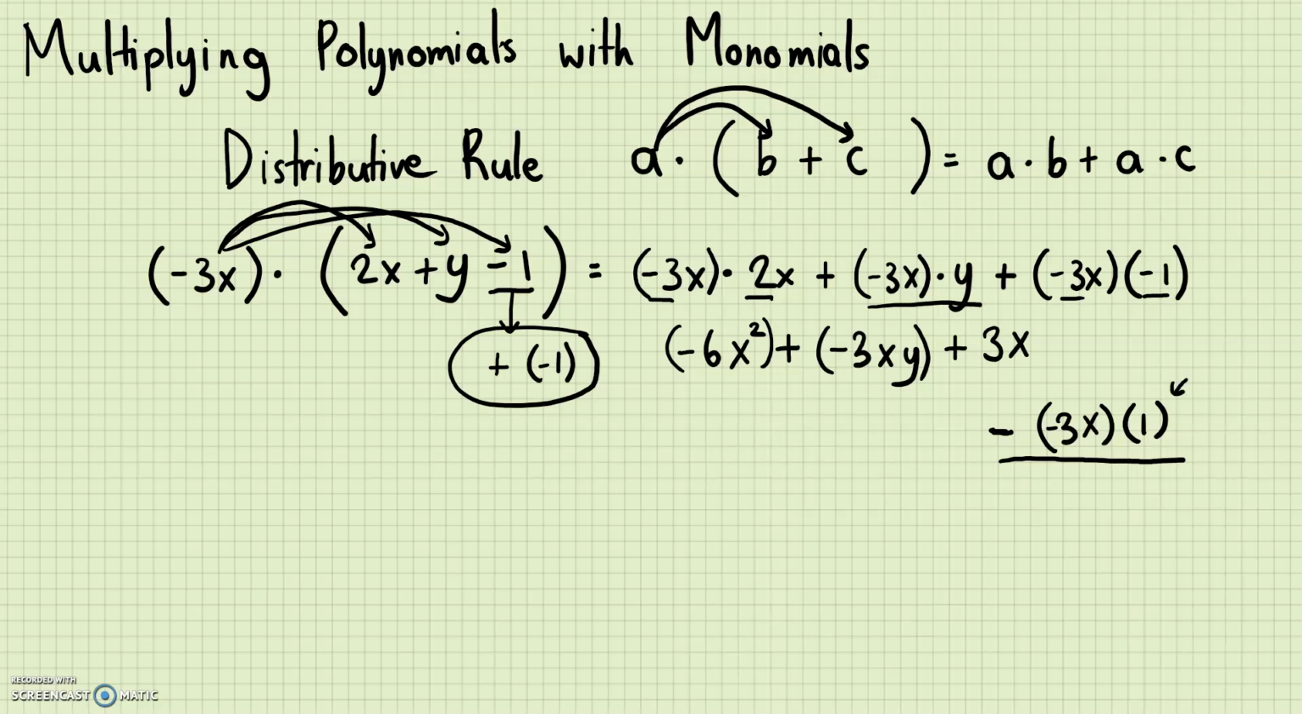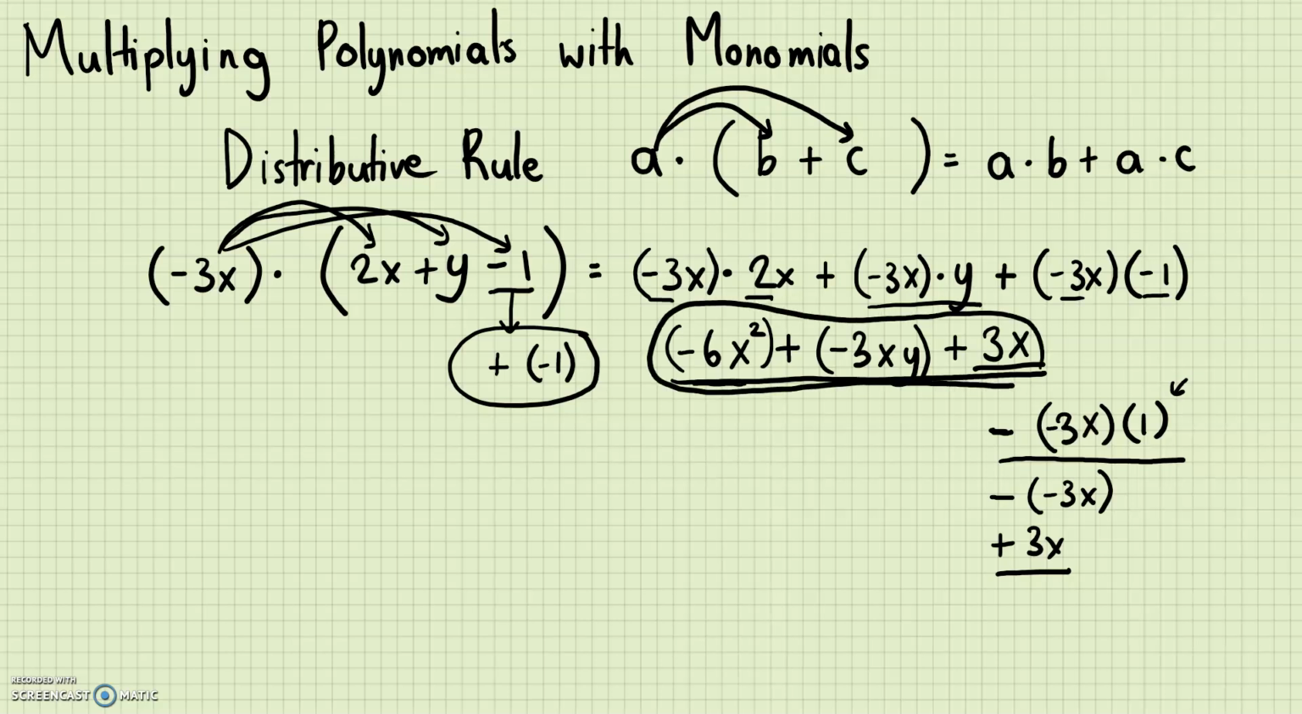1 times negative 3 is just negative 3. And then if you're doing a minus negative 3x, it's the same thing as doing plus 3x. So you'll get the same answer doing it either way. Okay, so this is our resulting polynomial. Are there any terms that we can simplify? And it turns out no, because they are all different terms. So this would be our answer.